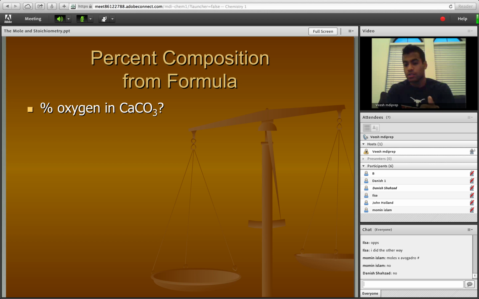It was just like that last one. You would just do the molecular weight of that single element over the molecular weight of the whole compound, and multiply by 100. Instead of typing it up, go ahead and say it, because I want you to explain the steps as you're doing it. Danish, I volunteer you because you started typing. Go ahead, unmute your mic and tell us how you did this problem.